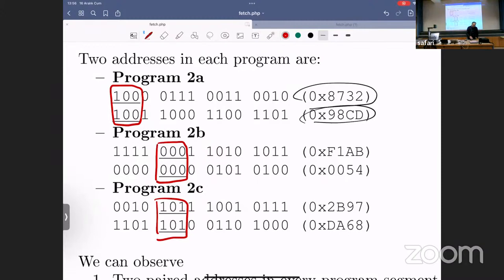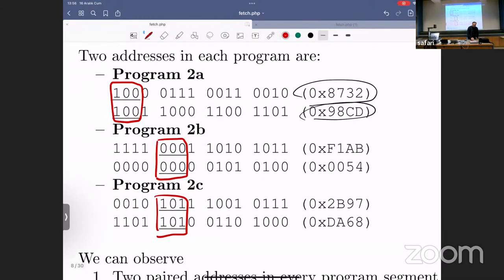We can say that since these three bits represent which bank these addresses are mapped to, program 2B and program 2C can be sending two requests to the same bank, if you look at these bits, for example.